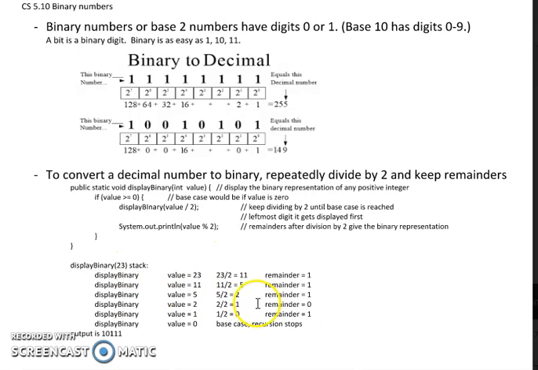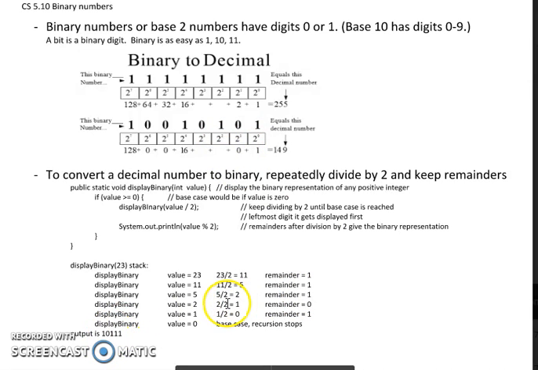So I start out with the number 23, I divide it by 2, I get 11, the remainder is 1. That should be the ones place. Now I'm calling the same function, the same method with a value of 11. 11 divided by 2 is 5, remainder is 1. That will be the twos place in my answer. Now I call display binary with 5. 5 divided by 2 is 2, remainder 1. This is what I'm interested in, the remainders. That's the fours place. Here's the ones place, twos place, fours place. So this will be the fours place, the third number there.